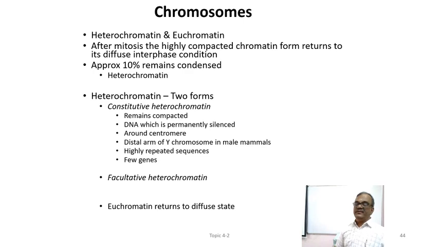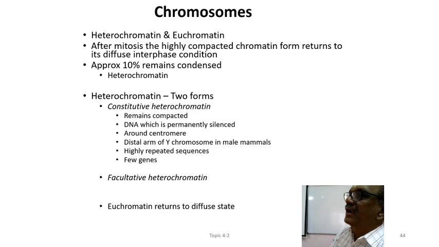Okay, in the chromatin there are two types of chromatin present. They are heterochromatin and the euchromatin. The true chromatin is the euchromatin, whereas in the heterochromatin there are variations present in different forms. Two forms are there. They are constitutive heterochromatin and facultative heterochromatin.